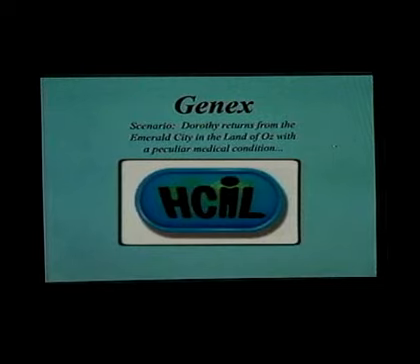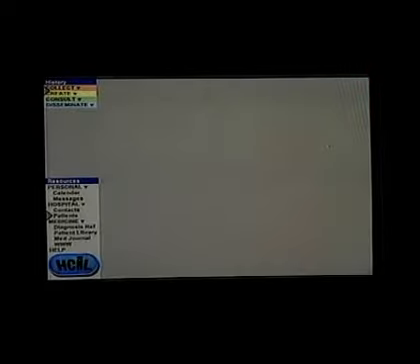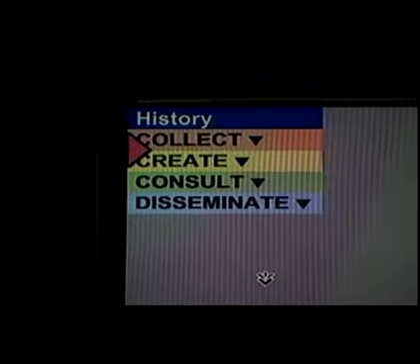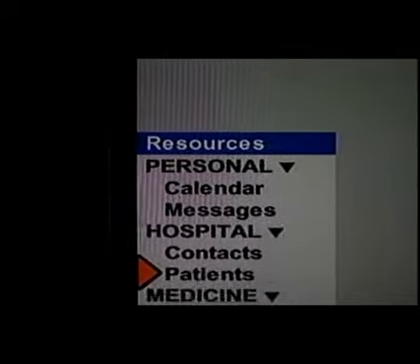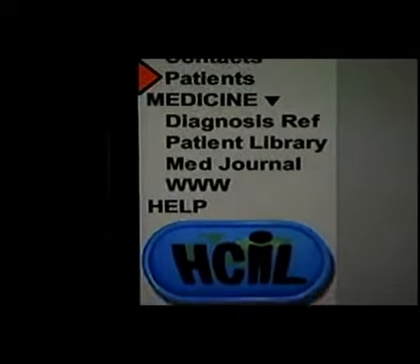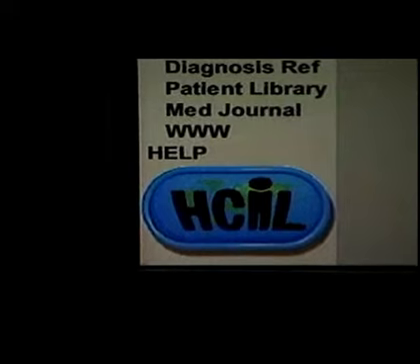She's got a severe ruby red rash, and she goes to her doctor, Dr. Pasteur. Dr. Pasteur opens up his medical Genex computer system, and the 4 phases of the Genex model at the upper left: collect, create, consult, and disseminate. The resources he has are personal, hospital-based medicine resources and help desk.